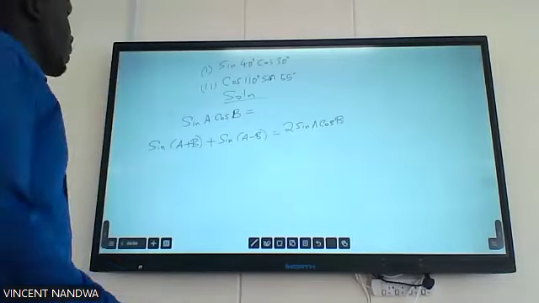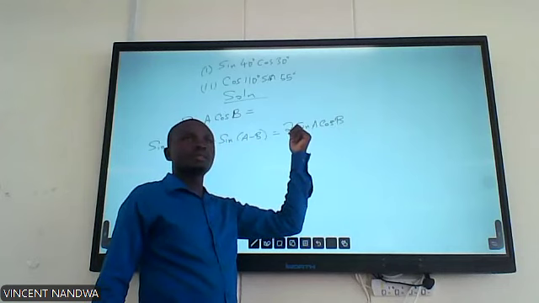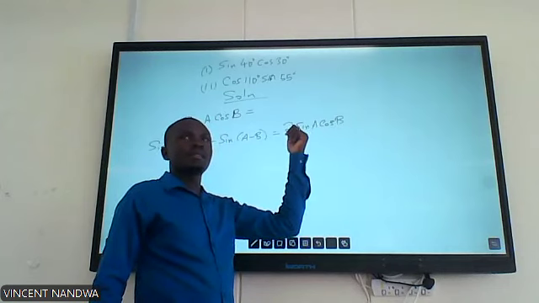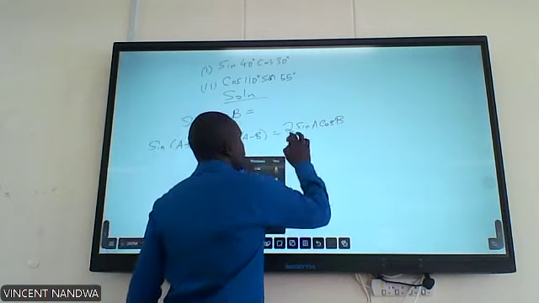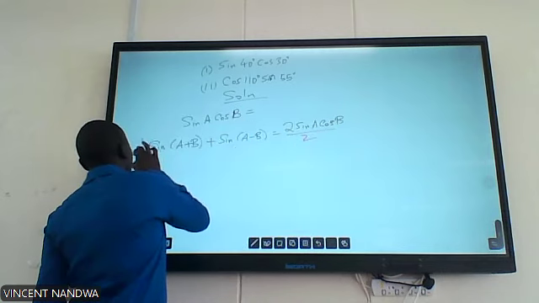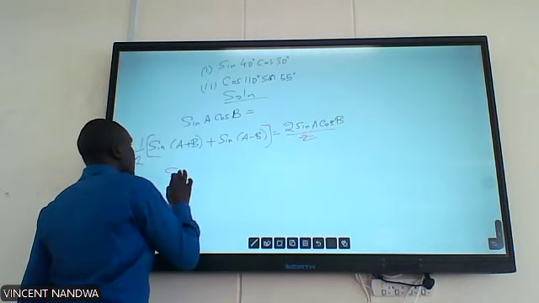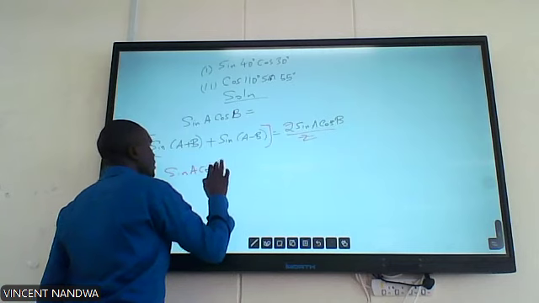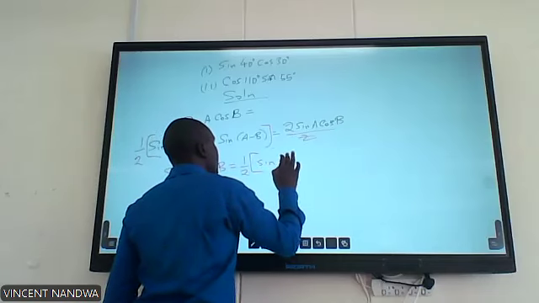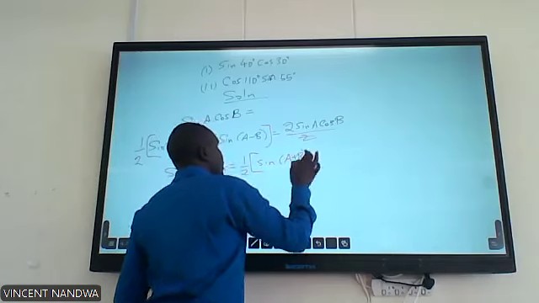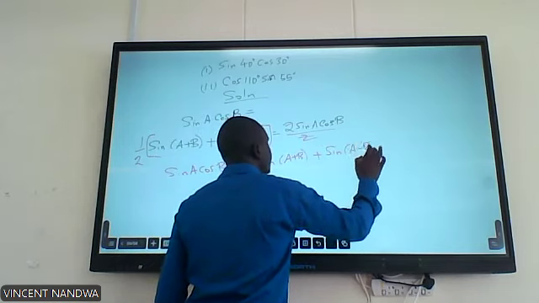So do you need the answer for sine A cos B? Just remove this 2. To get the value of sine A cos B, divide through by 2, or multiply by a half. So sine A cos B is nothing but a half of sine of A plus B plus sine of A minus B.